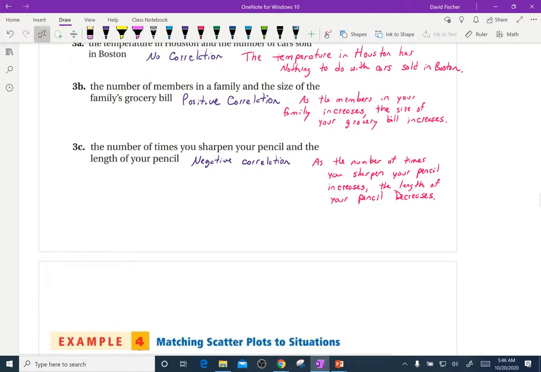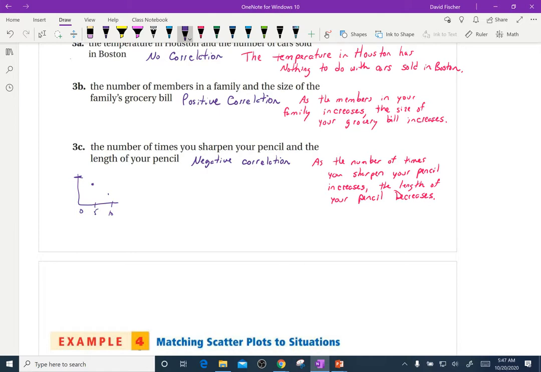The number of times you sharpen your pencil. So I had to make a little graph for this one. So first event is sharpening your pencil. So if I sharpen my pencil 0 times, well then my pencil's like brand new. If I sharpened it 5 times, well it should be shorter. If I sharpened it 10 times, it should be shorter. So again, sometimes a little graph on the side, a quick one, can help you figure out what kind of a correlation it might be, help you organize your thoughts.